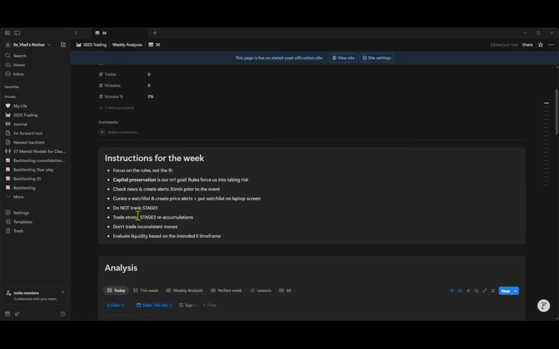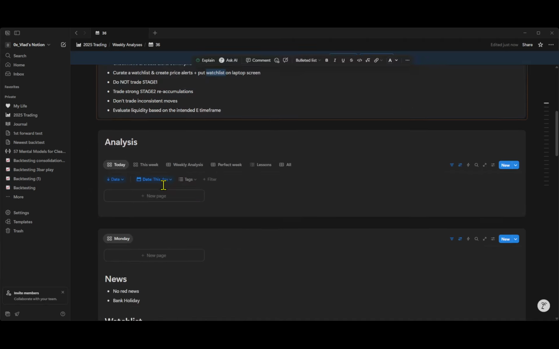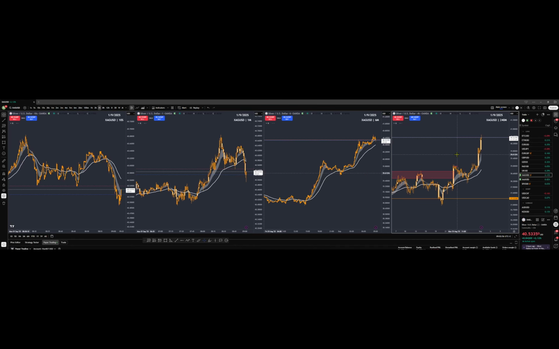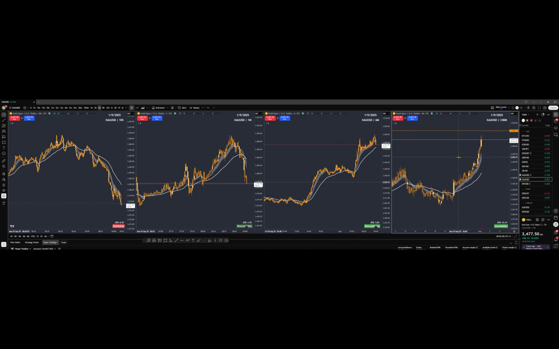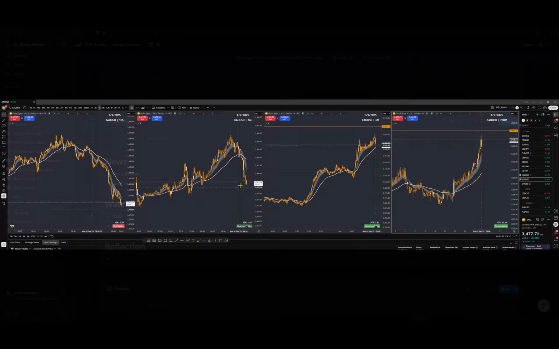Curate a watch list and create price alerts, plus put watches on laptop screen. All right. So let's do that real quick. I already actually did that, so I went over everything. Looks like silver and gold are on my watch list this week, so I'm just gonna put that there. XAG and XAU. Everything else looks kind of trash.